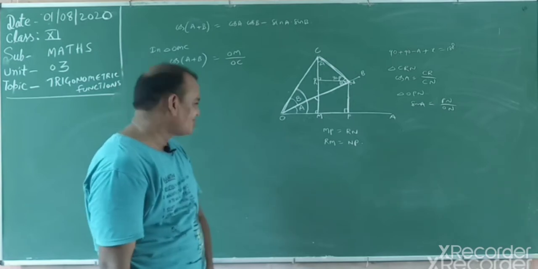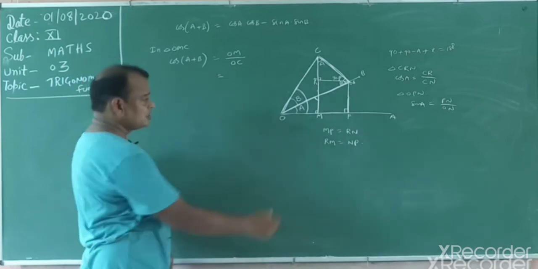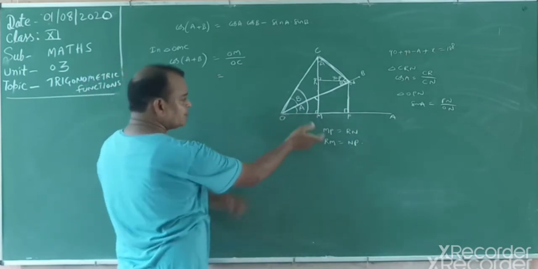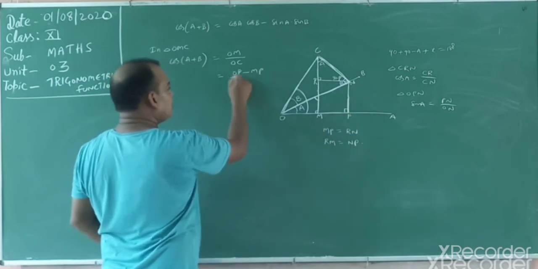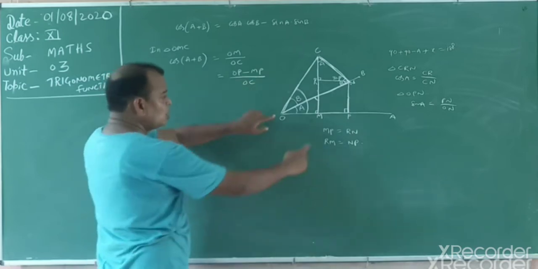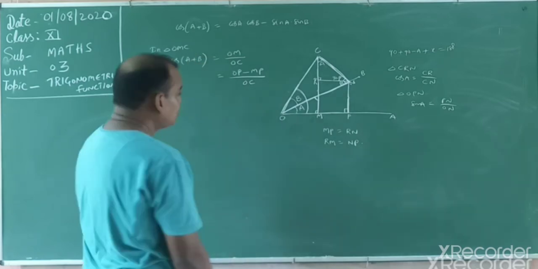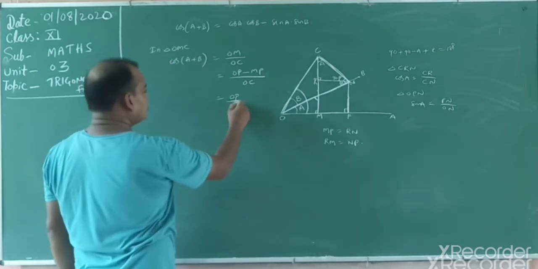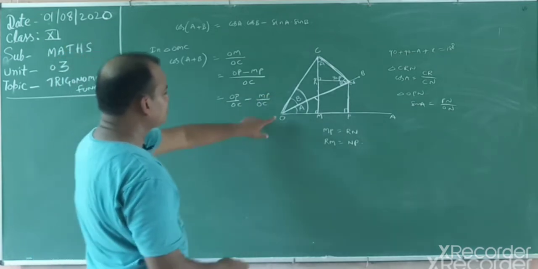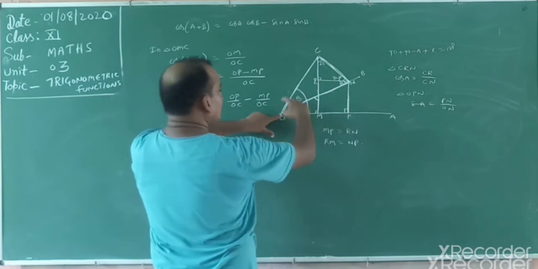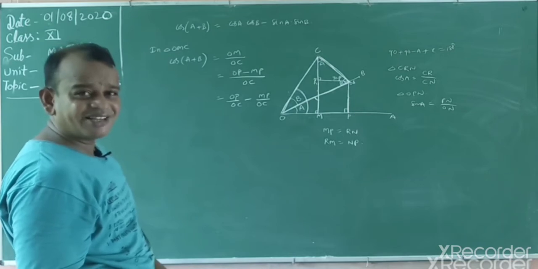Say yes or no? Yes. OM by OC. Now I want this OM: OP minus MP, right or not? OP minus MP by OC. Total distance minus this part gives OM. Understood? Now separate: OP by OC minus MP by OC. OP by OC is not in any triangle at all.